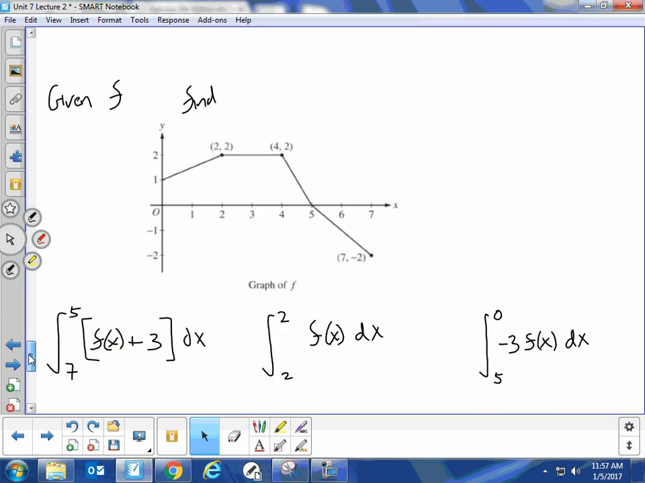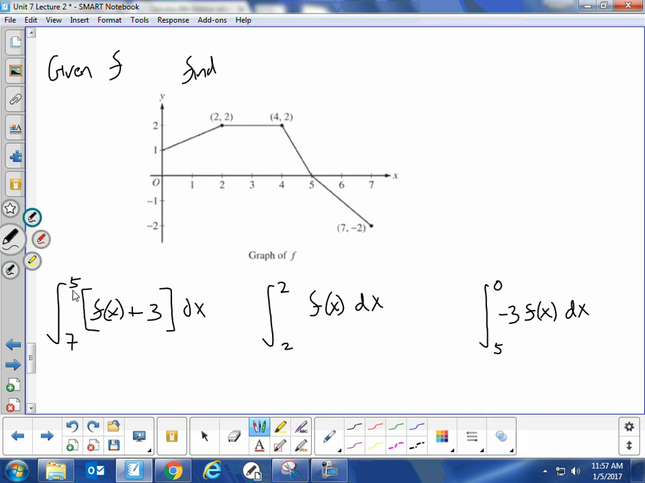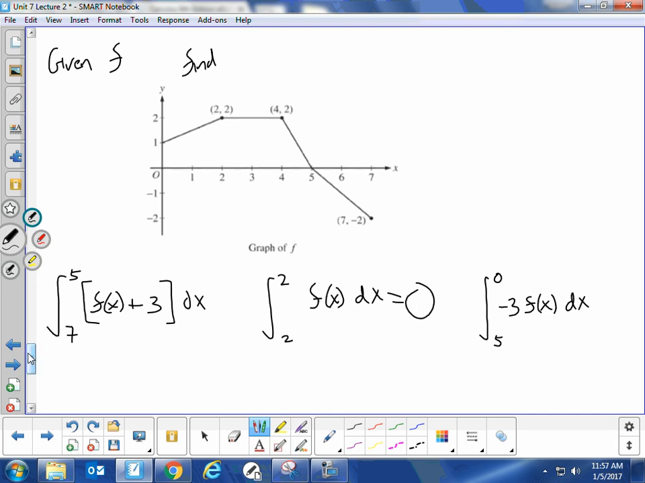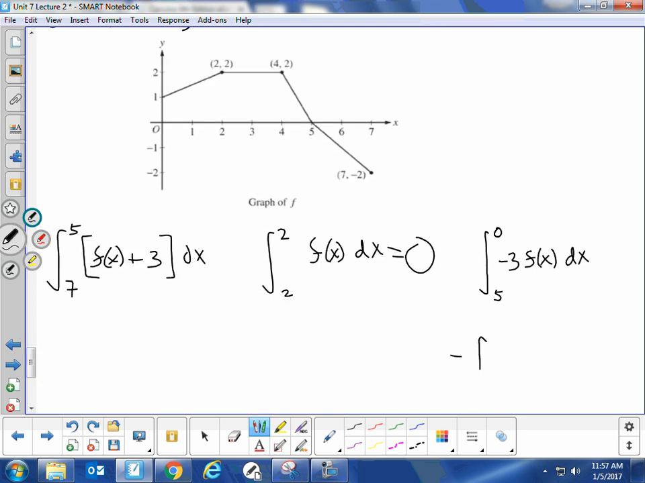All right, let's finish off with a couple using a graph. First one, let's skip and go straight to the second one. Doesn't matter what the function looks like. This will be 0. I go from 5 to 0 of -3f of x. Well, I like to just immediately say I'm going to go from 0 to 5, and nothing changes. But we make sure that the answer is the opposite. I can take that -3 and pull it out, which means it'd be the opposite of -3, which would make it +3 times my area from 0 to 5.